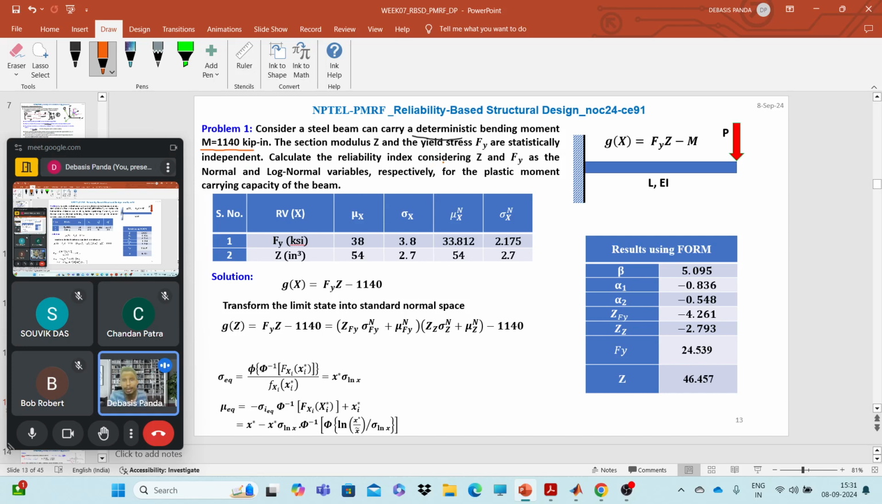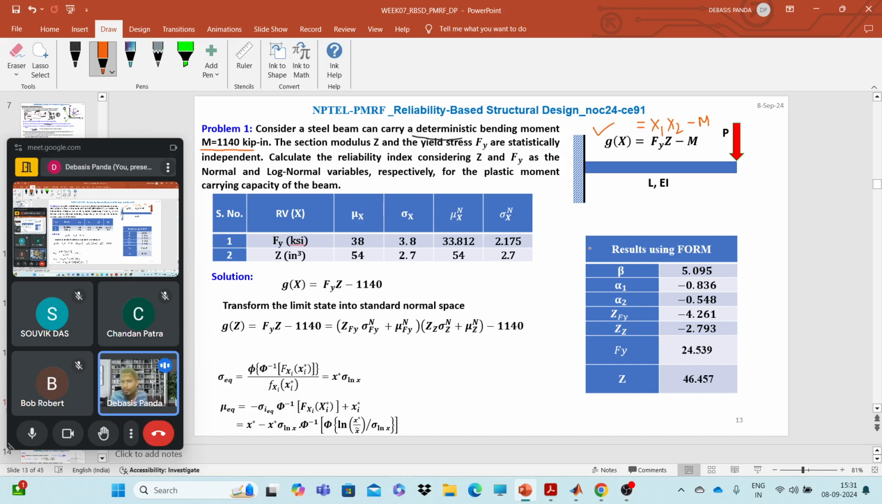Calculate the reliability index considering Z and Fy as a normal and a log normal variable. That means Z follows the normal distribution and Fy follows the log normal distribution for the plastic moment carrying capacity. That means your limit state function is G(x) equals Fy Z minus M. You can simplify further to x1 x2 minus M. M is the deterministic value and is already given as 1140, so directly write x1 x2 minus 1140.